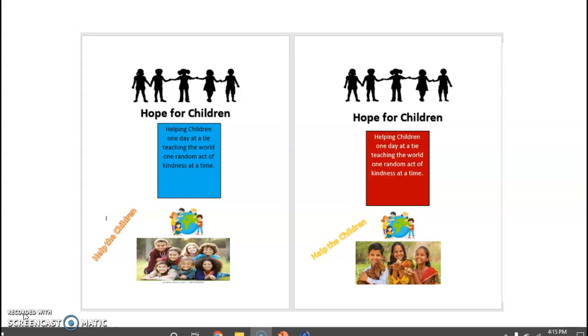The colors I chose for the American and Indian posters are black for power and strength, blue for confidence and intelligence, orange for happiness and success, red for love and courage.